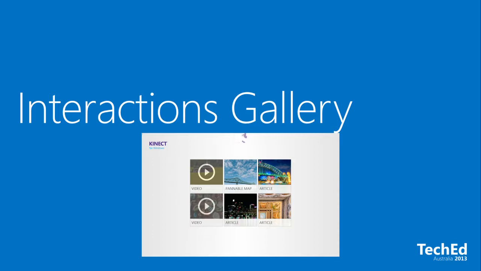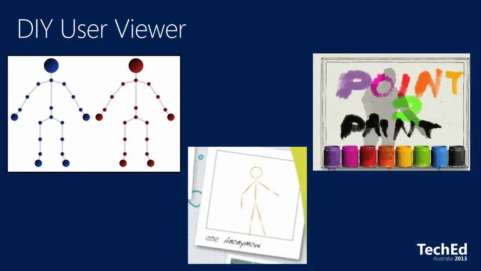So what's new in 1.7 is this whole concept of the interactions gallery. When you download the SDK and the samples, go check out the interactions gallery because it has a lot of the controls I'm going to show you next. But first, I'm going to show you how to use them.